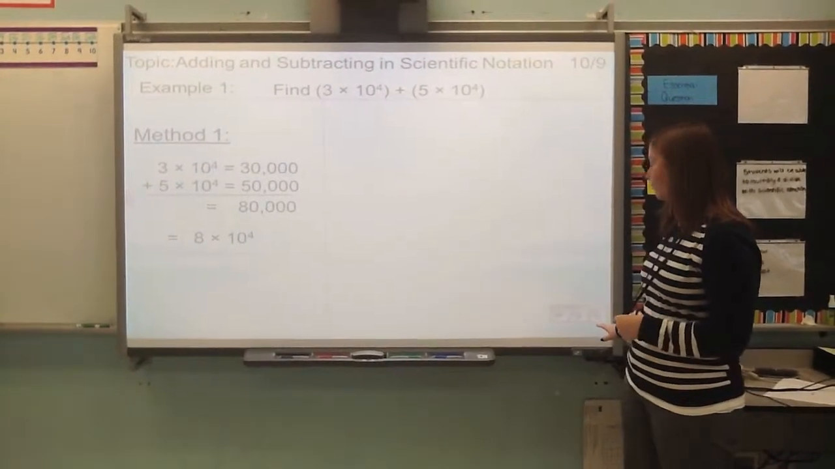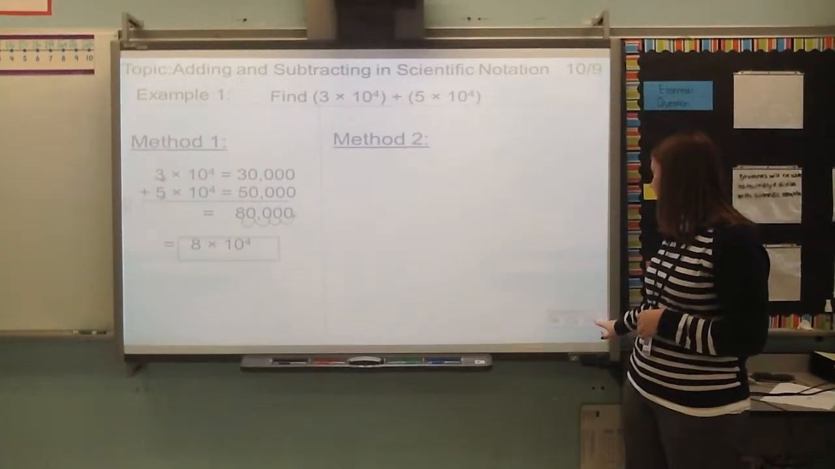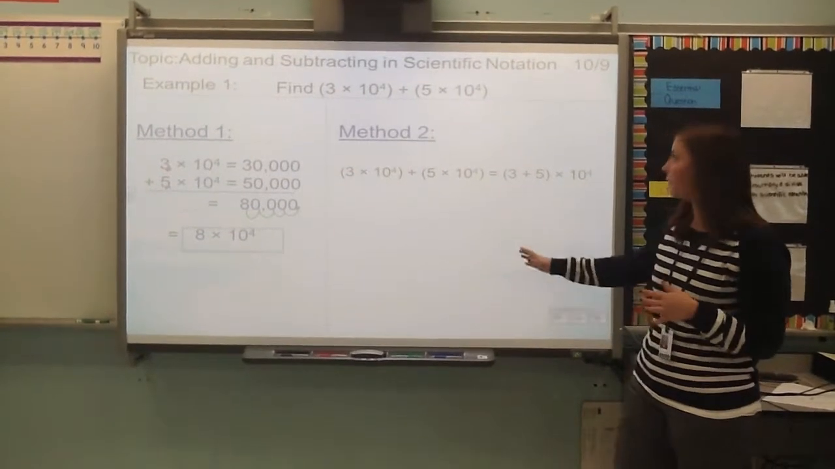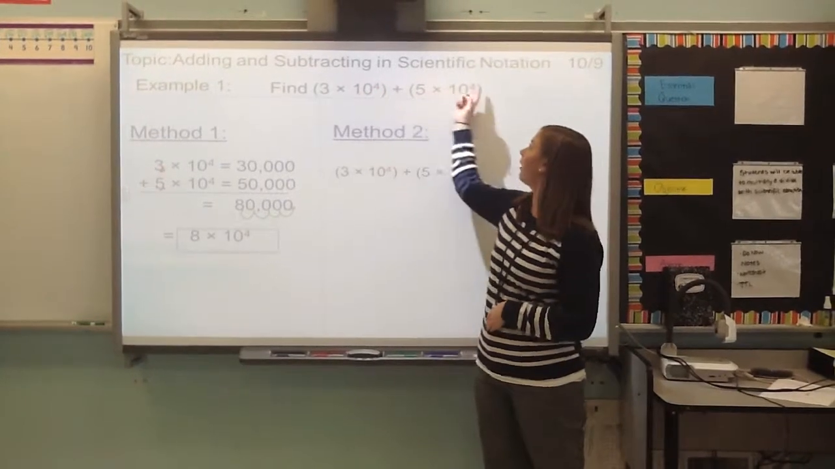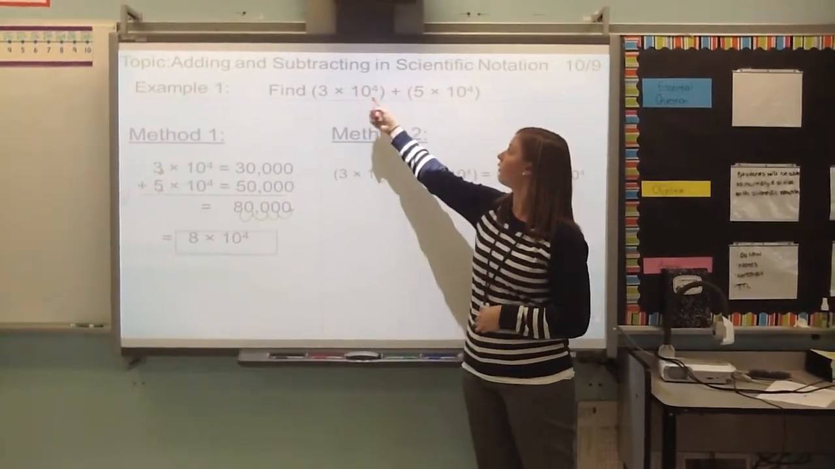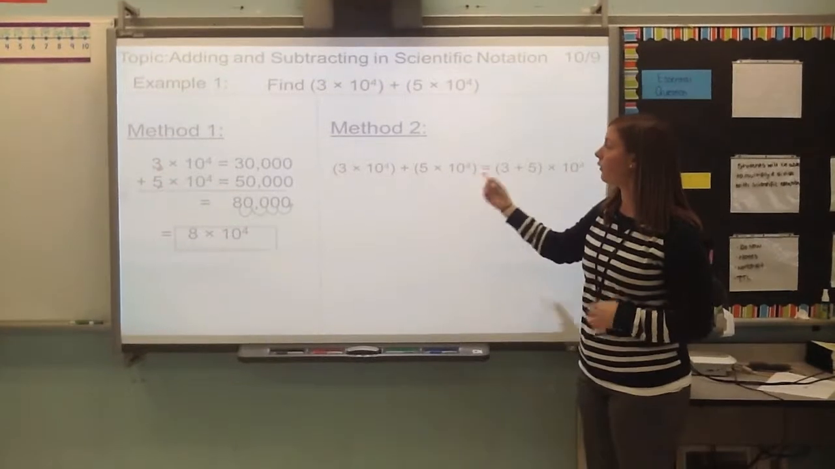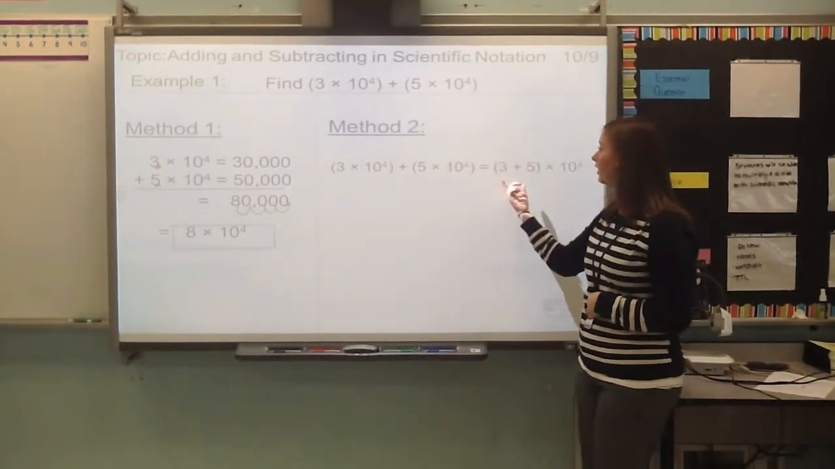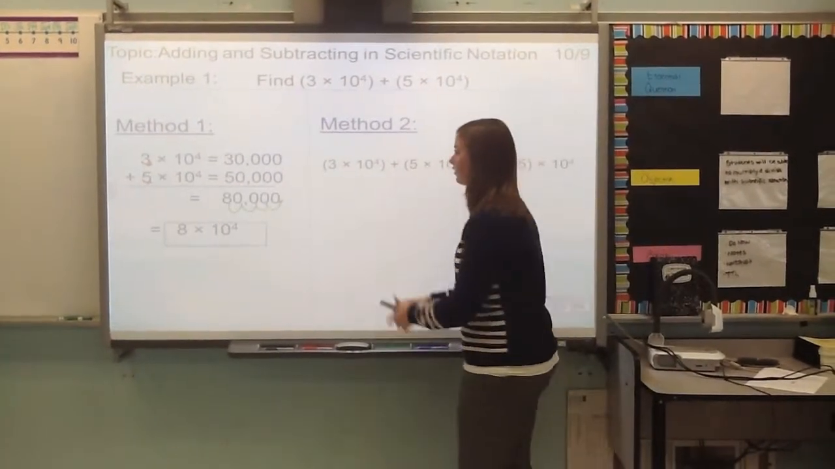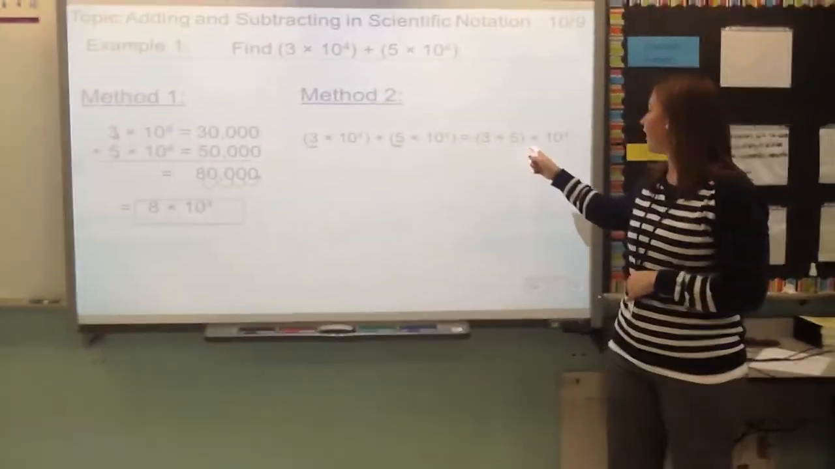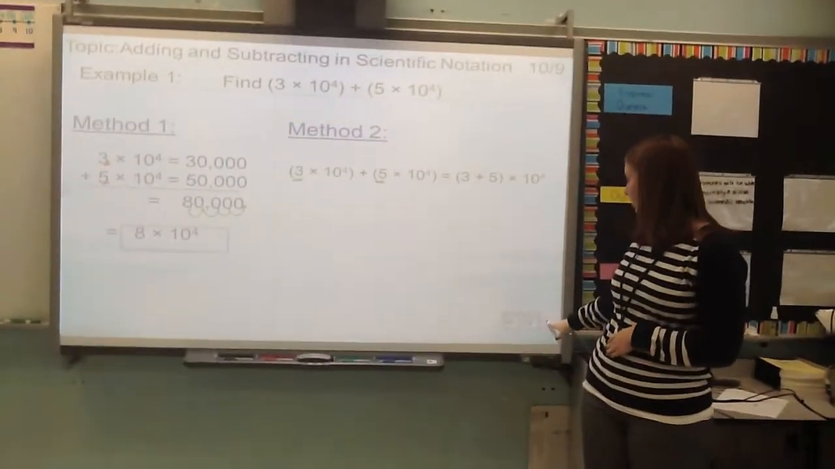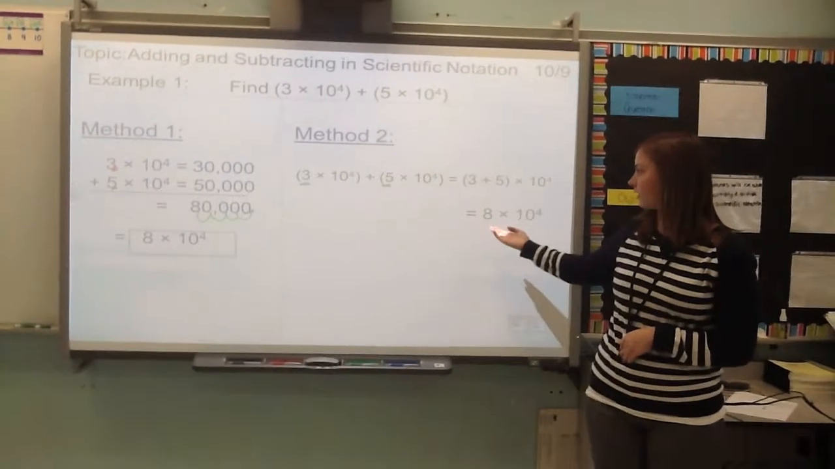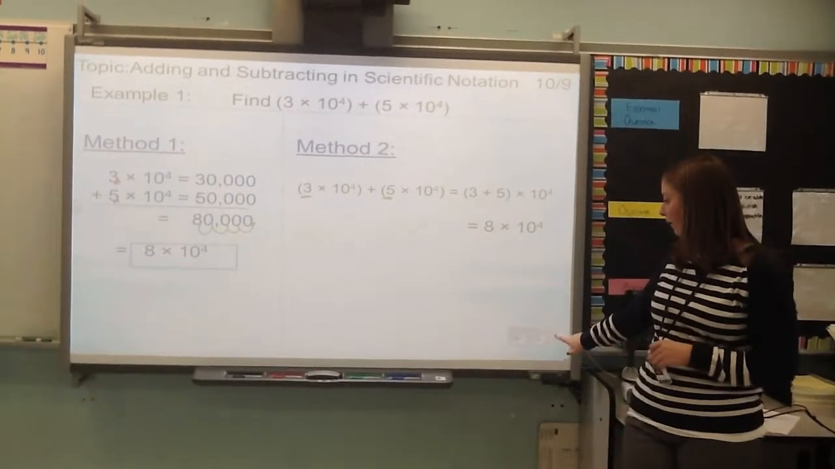The second method you could use is this method. As you can notice up here, both our bases have the same exponent: 10 to the 4th power and 10 to the 4th power. So in this case, this is a special case, you can just add these two numbers in front. And then you keep the 10 to the 4th power. So our answer is going to be 8 times 10 to the 4th power.